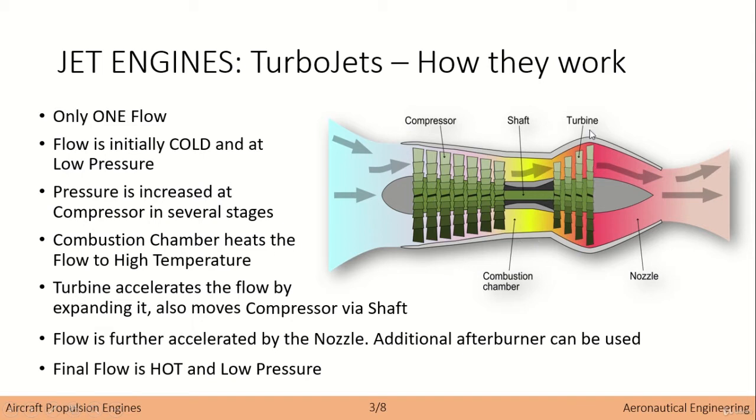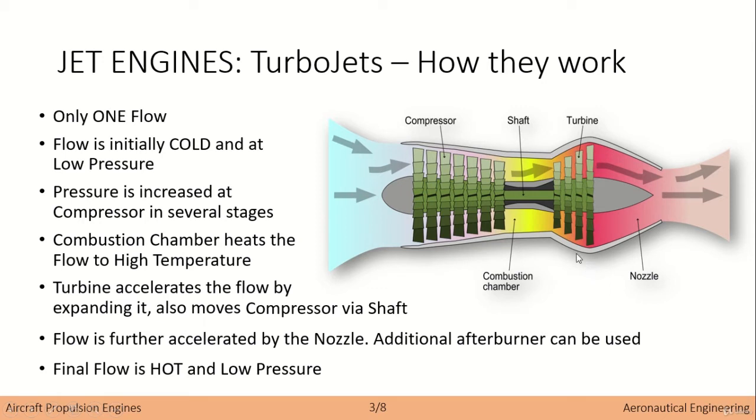Then the turbine over here will accelerate the flow by expanding it. This means that the turbine will decrease the pressure and therefore accelerate the flow, and we will have the flow at higher velocity and at high temperature. So the flow, you can imagine at this point, energetically speaking, has great conditions. The conditions of the flow will be greater than those in the initial conditions, so the velocity will be very much higher than the velocity at the inlet, and this will provide the thrust.